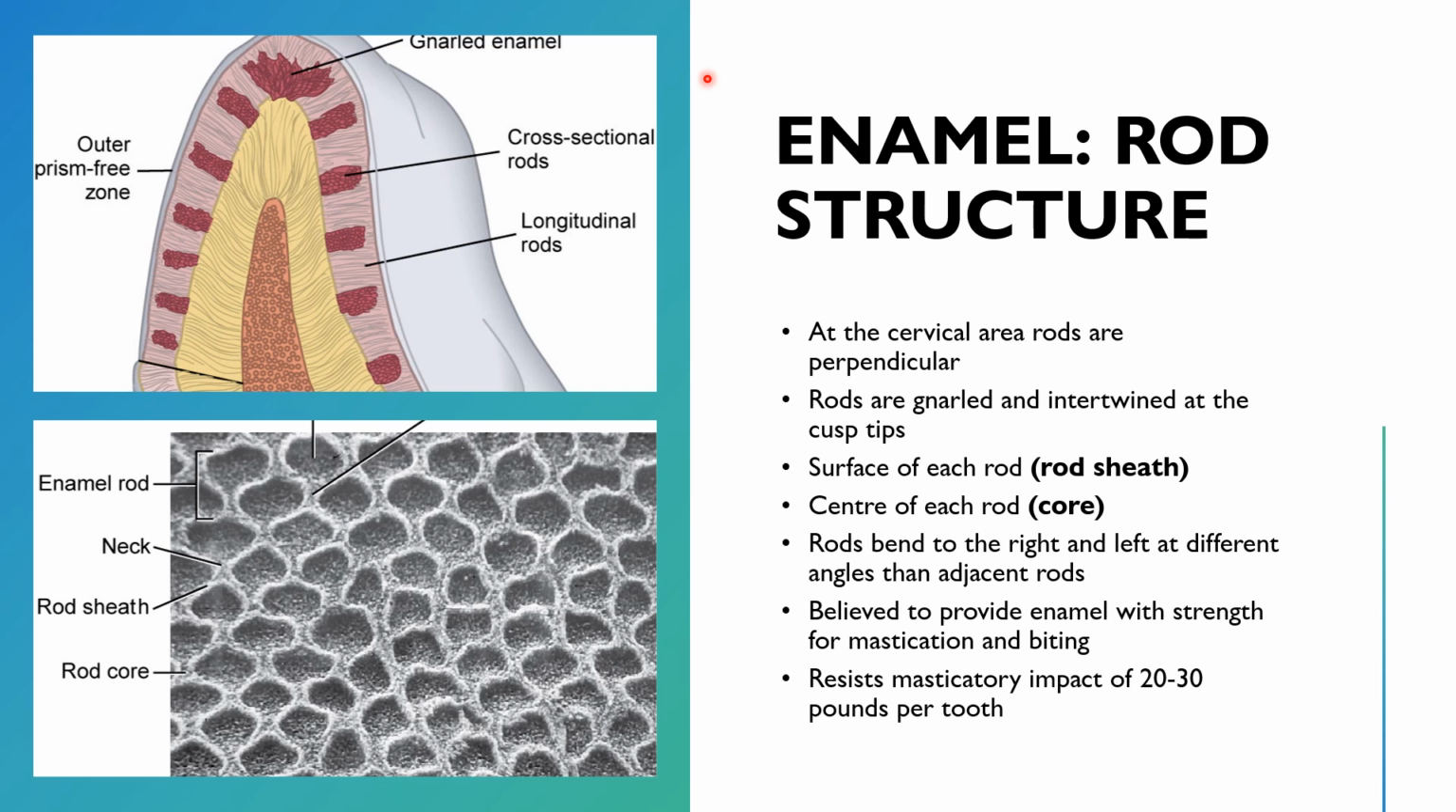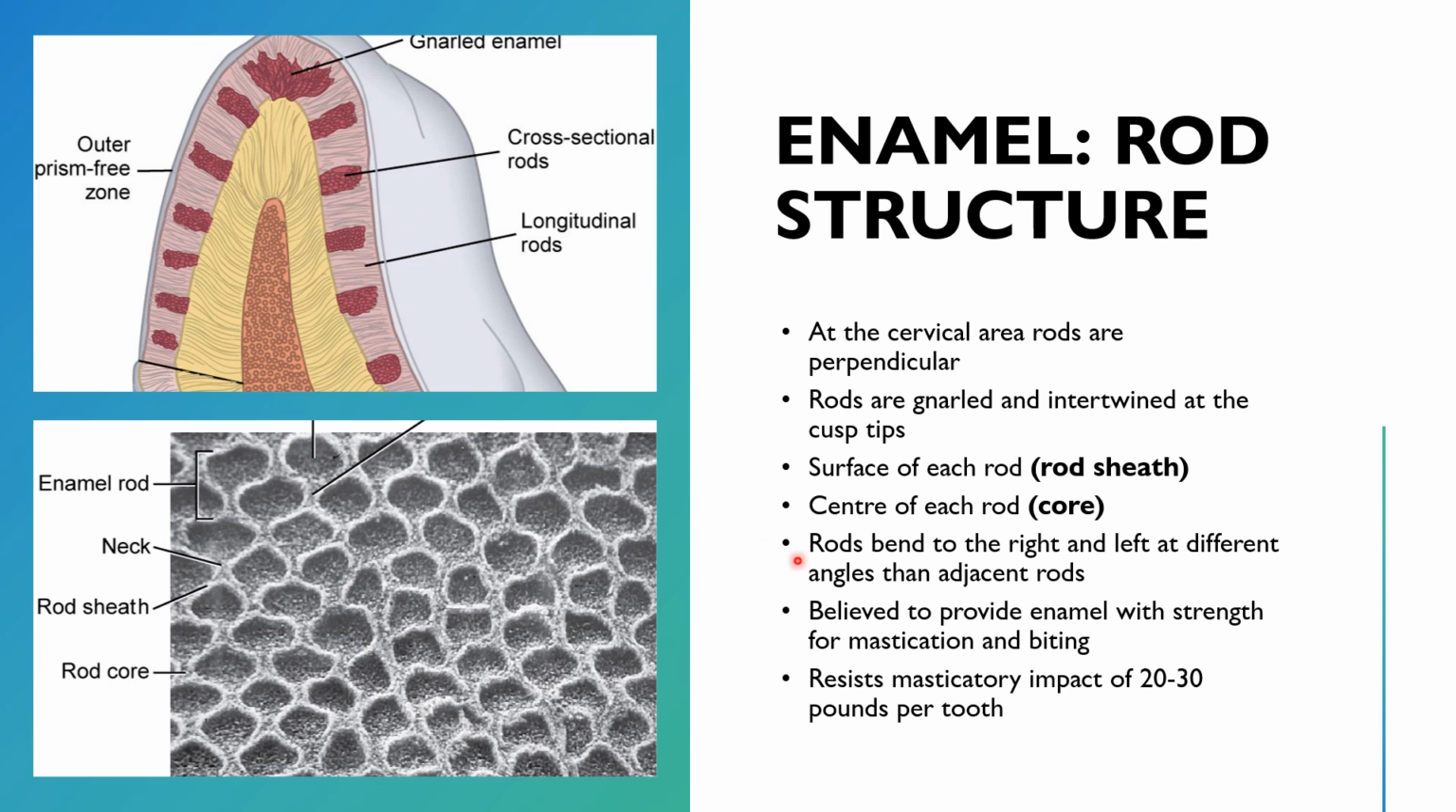Okay, so at the cervical area, like I said, the rods are perpendicular. And at the cusp tips, this is where the rods become very gnarled, twisted, and intertwined. So this picture actually shows this better than our previous one. Here is our gnarled enamel. Okay, so imagine that the cusp tip is kind of all knotted, and this is where we've got this bunch of enamel that forms here.